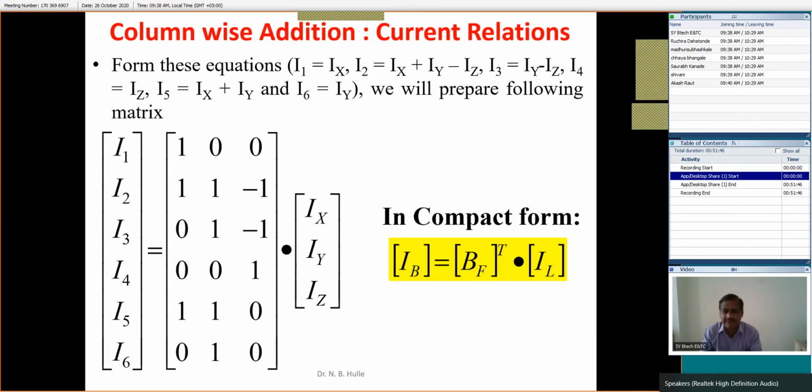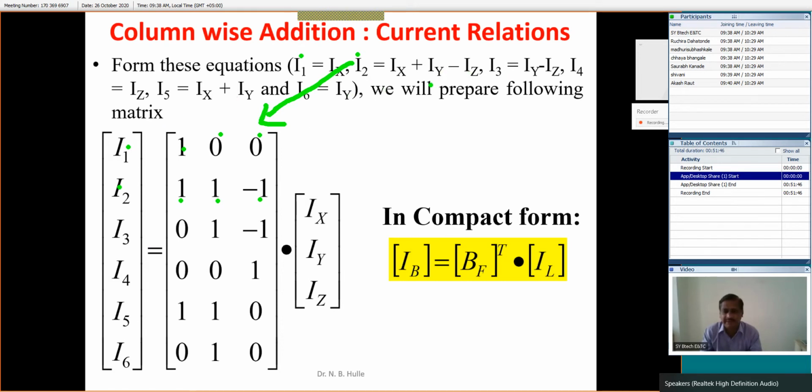That I am trying to organize in the form of the matrix. I will start with the first. For the equation number 1, this is I1. I1 is equal to Ix. Only this element present, this is 0, this is 0. And if we are multiplying this column, this is 1 into Ix, 0 into Iy, 0 into Iz, means we will get the similar equation. This I2 is equal to Ix, Iy minus Iz. From this equation we are preparing this matrix. That equation we are putting in this particular form.